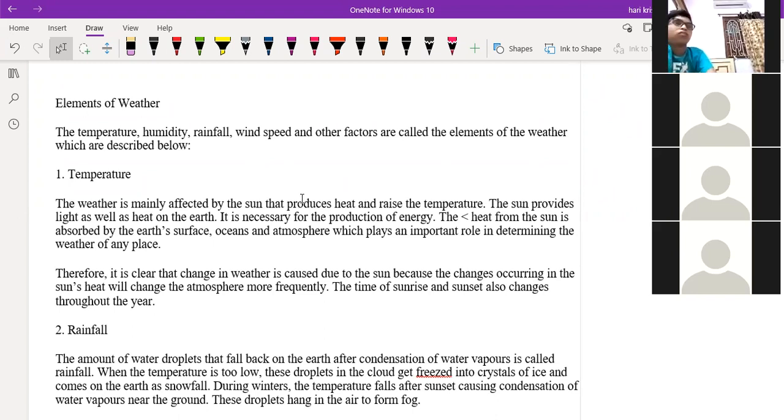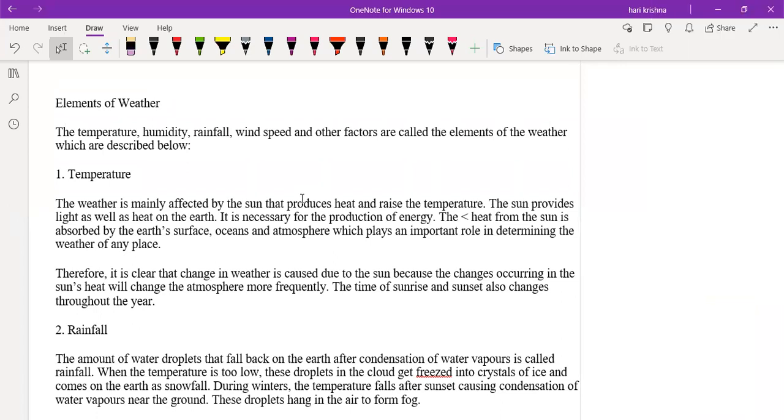That's why, sir, we mostly eat ice cream in summer and drink hot tea in winter, because we want to balance the temperature, so the temperature in our body should be normal. Okay, good. Because of the difference in temperature during the different seasons, the weather conditions will also change.